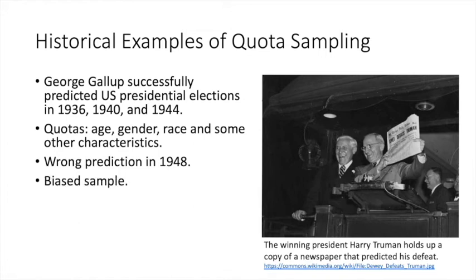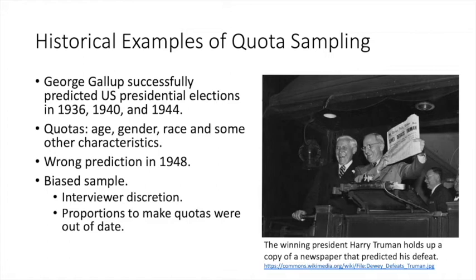The sample collected for this opinion poll was biased because it relied heavily on the discretion of interviewers in selecting the respondents. Also, the proportions used to allocate quotas were based on data from 1940. In 1948, this data was well out of date, especially because World War II and high urbanization in the US had changed the demographics significantly.